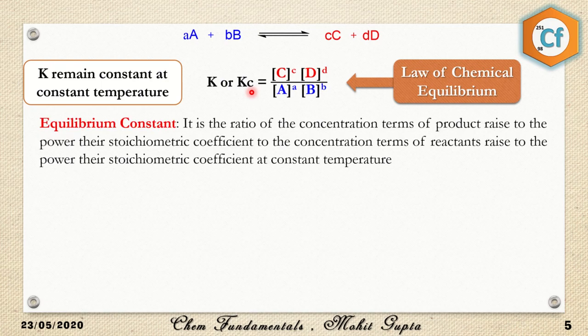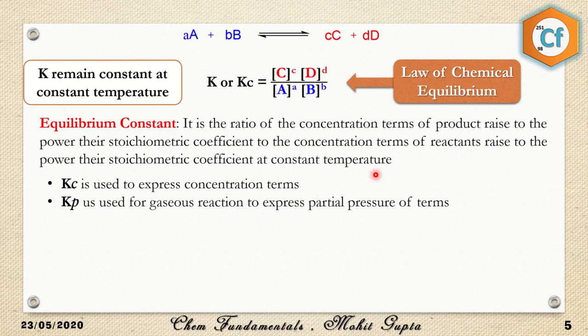Now what is the equilibrium constant? We can define it as the ratio of the concentration terms of the products raised to the power of their stoichiometric coefficients to the concentration terms of the reactants raised to the power of their stoichiometric coefficients, but the reaction has to occur at constant temperature. Now Kc is used to express the concentration terms, and similarly we also have Kp. Kp is used for gaseous reactions. Whenever we don't have concentration terms or the reaction is occurring in the gaseous phase, we use Kp to express the equilibrium constant, using the partial pressures of the reactants and products.